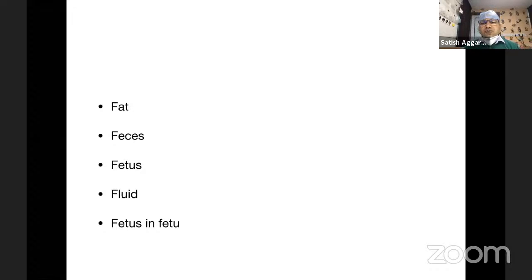So we know during undergraduation, this used to be a good mnemonic, that distended abdomen can have a differential diagnosis of fat, feces, fetus, fluid, fetus in fetu, and therefore we can exclude each one by one, by clinical examination, ultrasound examination, and sometimes, as you would remember, the final examination viva used to be centered around differential diagnosis of abdominal distension, and this was a good mnemonic. But does it apply these days?